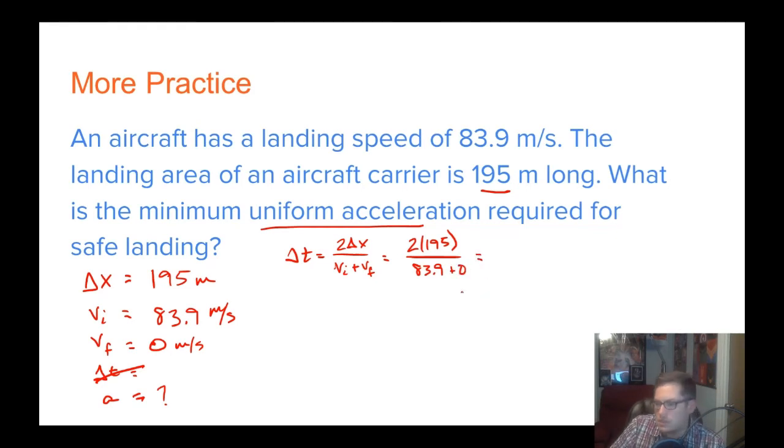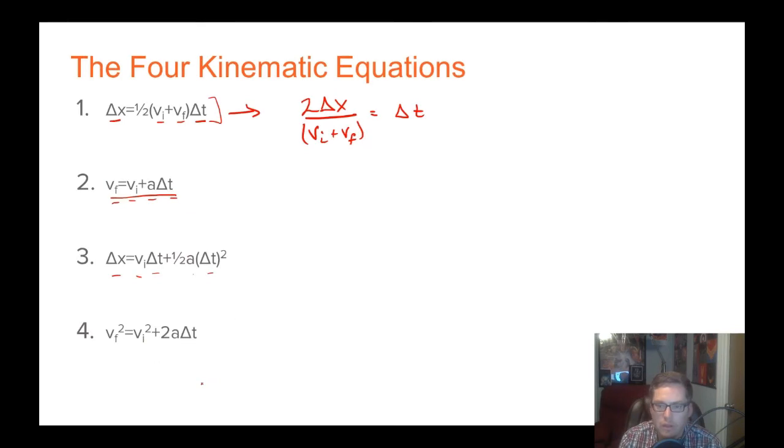So now we're just going to say 2 times 195 divided by 83.9, and we get 4.6484 seconds. All right, so that's our delta t. Now that we have a delta t, we can throw this in here, 4.6484. All right, so now we have a delta t, and we can use that to solve for our acceleration.